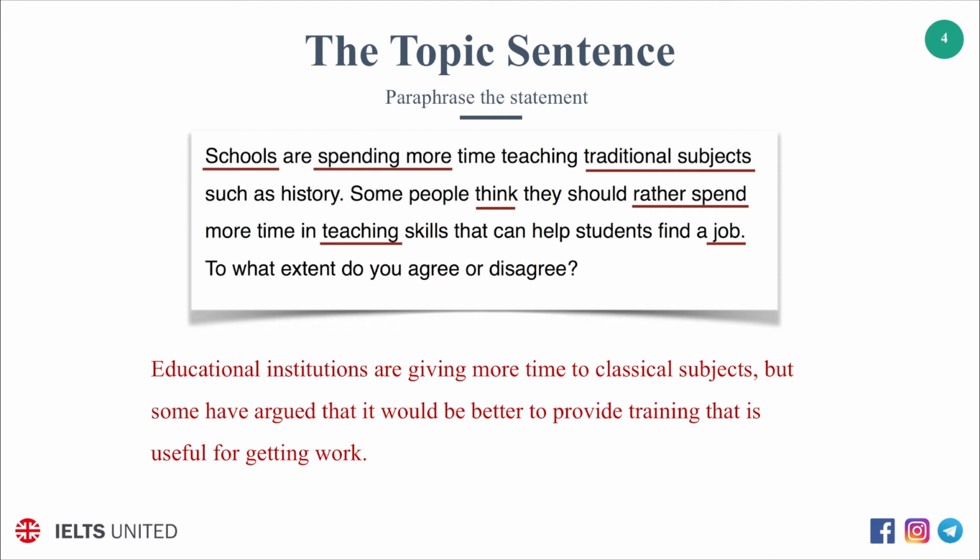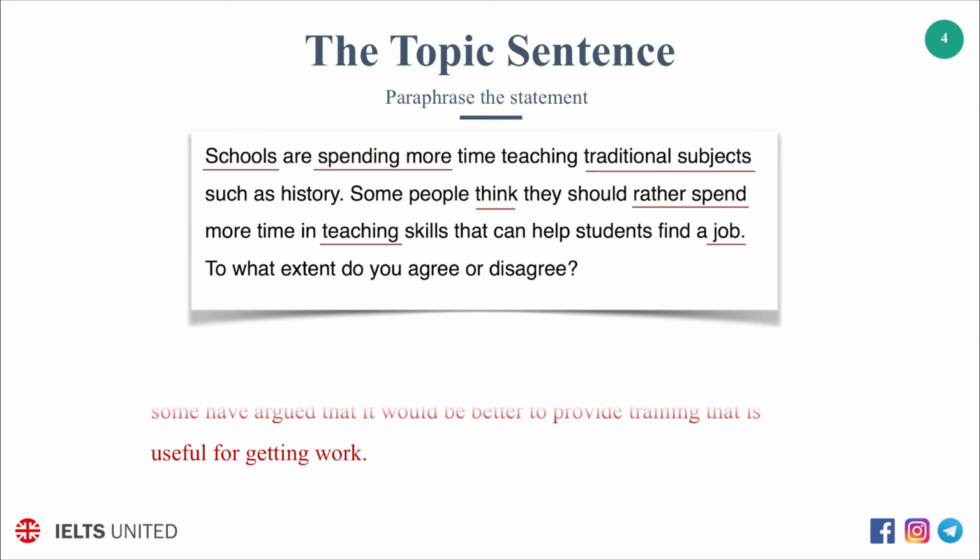Now, you can use some words that are the same. For example, in the statement they say, some people think, and I have said, some have argued. The word some is the same. That's okay. It's okay to use one or two or a few of the same words, but you can't copy the statements. You can't copy the whole sentence or whole phrases. Okay, so this is how to write a topic sentence.